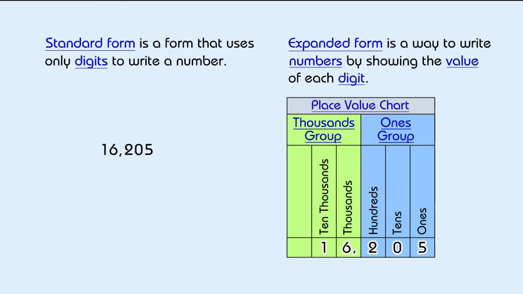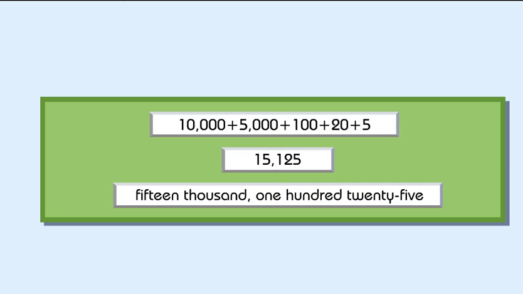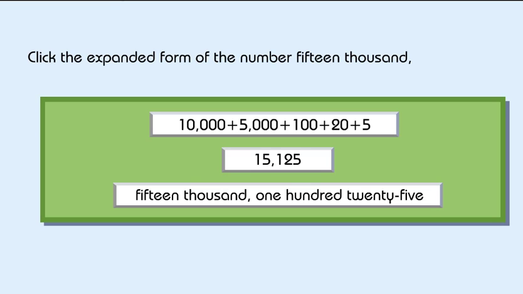16,205 written in expanded form is the same as 1 ten thousand plus 6 thousands plus 2 hundreds plus 0 tens plus 5 ones. Click the expanded form of the number 15,125.